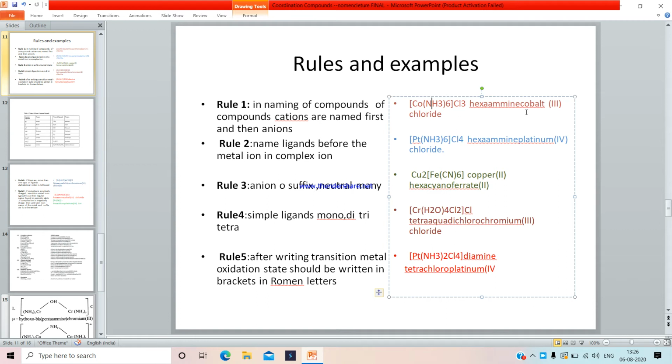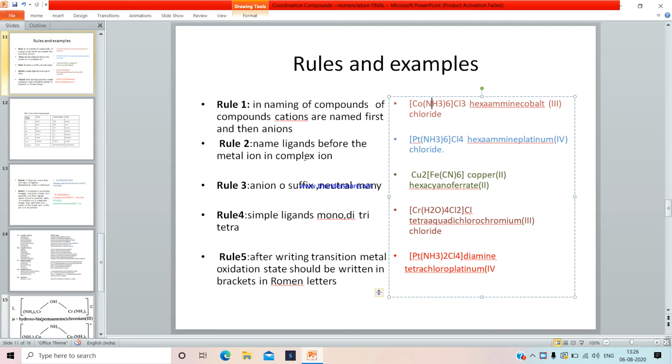Here, cobalt is named first and then chlorine is named second. I will take this example also and explain. Here also, this is the cation and this is the anion, so the cation is named first and then chloride. You can see here also, copper is the cation and this group is the anion, so copper is named first. So this is the first rule: cations are named first and then anions are named next.